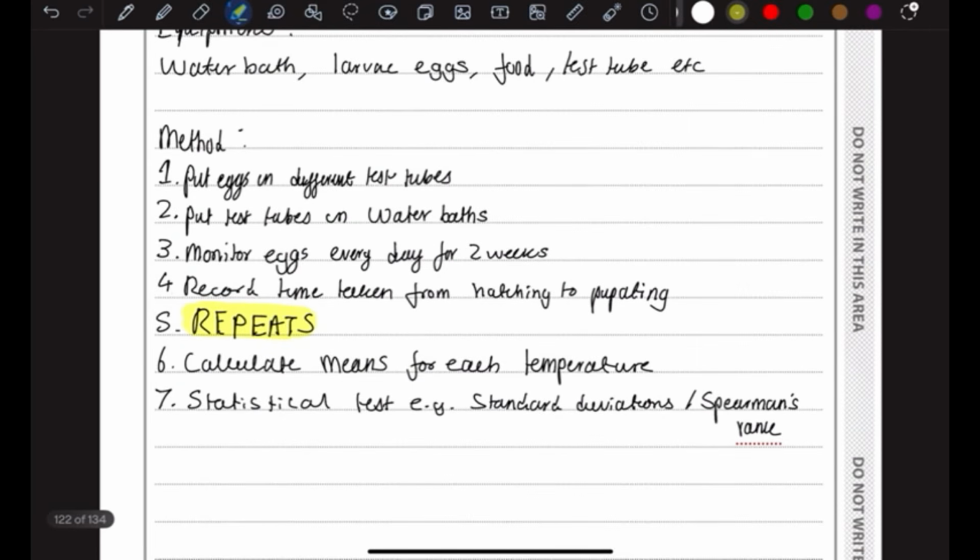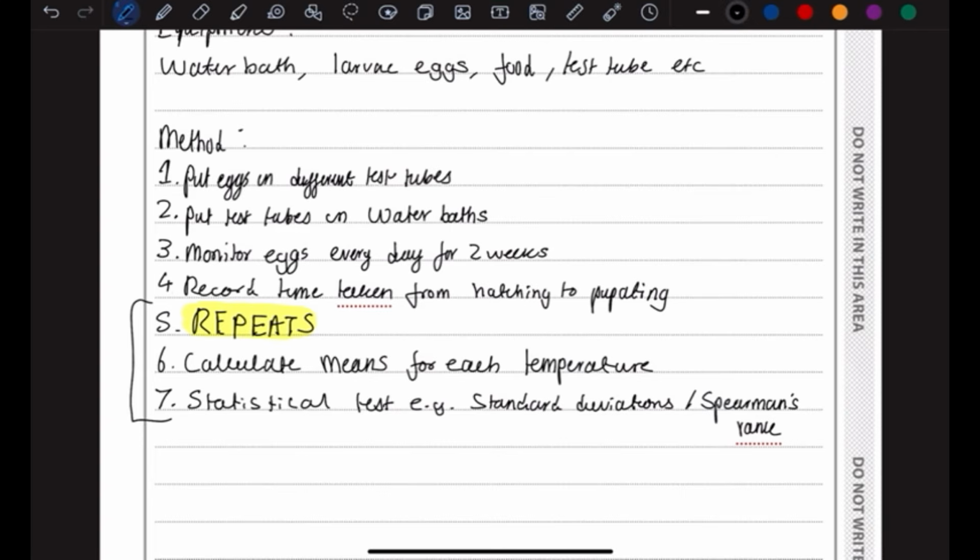Now the method. We aren't going to go into the method in this explanation because it's not too relevant. But what I really want to emphasize are these points here, 5, 6, and 7. Guys, please, please, please always mention these. So you'll do your method as normal. If it's a practical you've done already in class, just go through what you did.